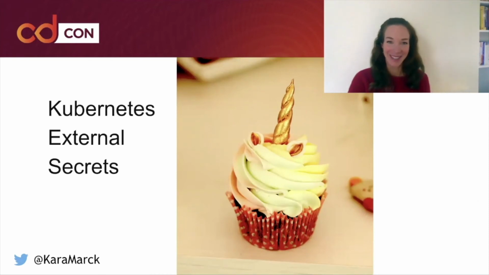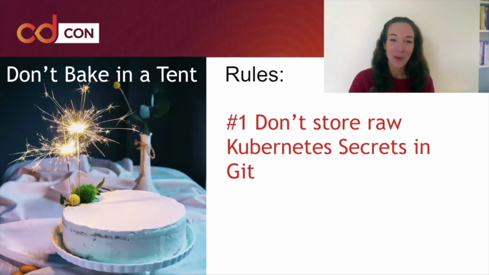So, now, above all, our number one rule for secret management with GitOps and Kubernetes is: don't store raw Kubernetes secrets in Git. If you take nothing else away, that is the rule to remember.